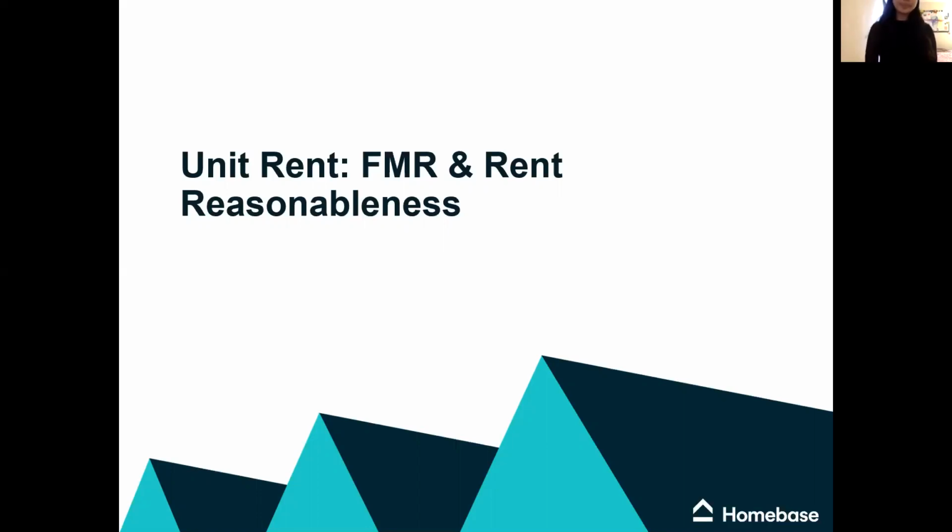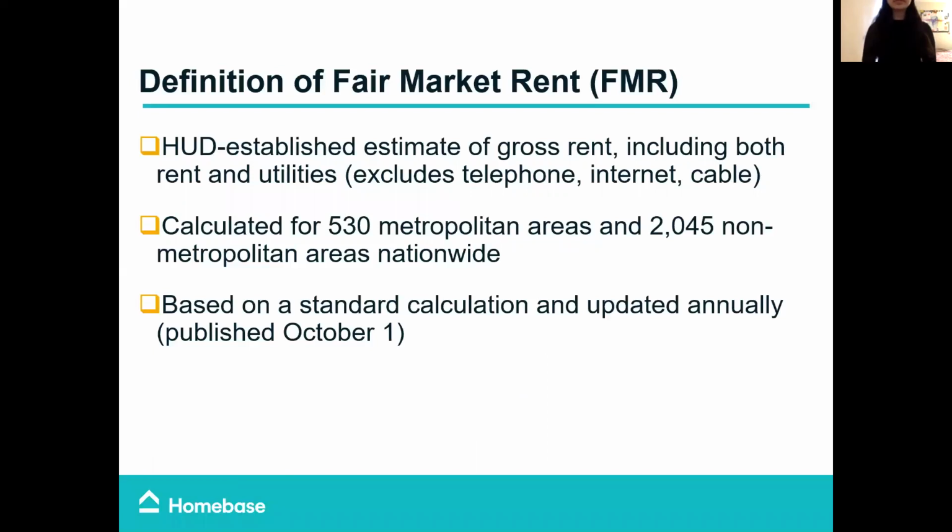Next slide, please. So we'll start with the definition of fair market rent. In order to ensure that a reasonable supply of rental housing is accessible to participants, HUD established an estimate of gross rent that includes both the rent and the utilities. This excludes costs such as telephone, internet, cable, and satellite fees, however. FMR numbers are updated annually and published on October 1st.